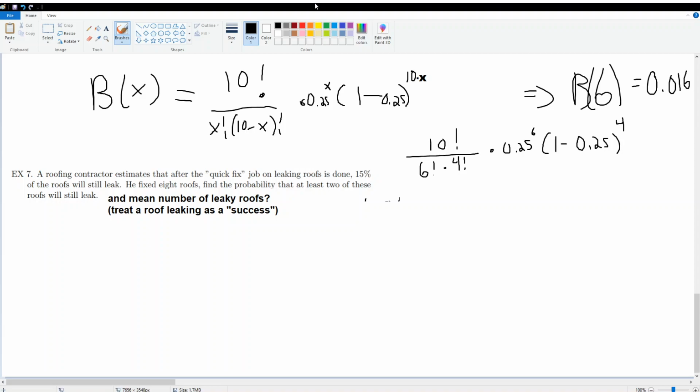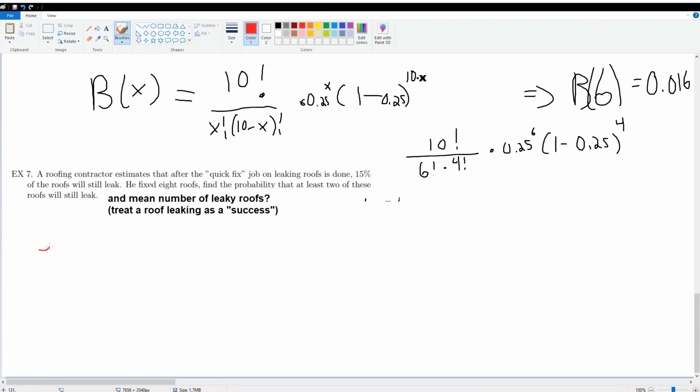Here's what I'm going to do. I'm going to give you a moment, and then I'll go over the mean number of leaky roofs and then give you a hint for the remainder, because you might find the second part to be more difficult. So see if you can do both these now. If you're getting stuck on the second part of finding the chances that at least 2 of these roofs will still leak, I'll give you a hint in a moment.